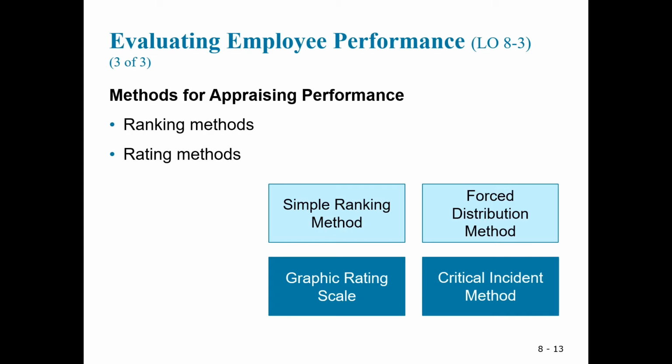The graphic rating scale asks appraisers to rate the individual's job performance by answering specific questions with answers that best suit the employee. The critical incident method involves the rater recalling examples of especially good or poor performance by an employee and then describing what the employee did, or did not do, that led to success or failure.